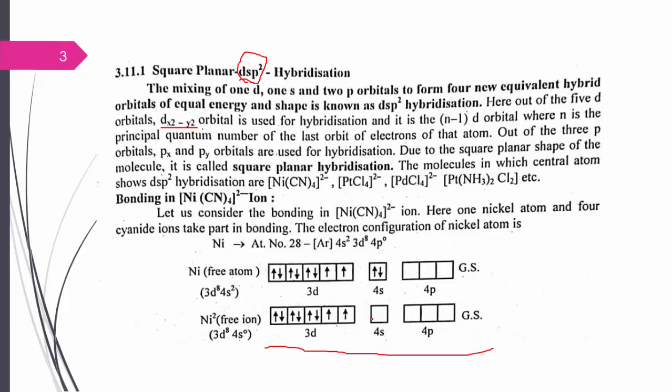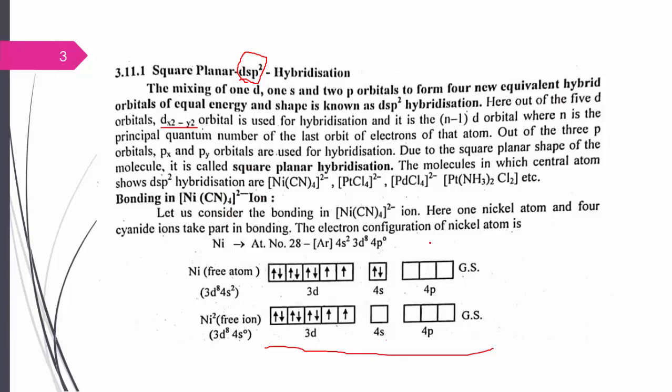Here, try to understand, the concept is very clear. Here we have one vacant s orbital, and here the p orbitals are vacant. Here it does not have an unpaired electron because this is a metal complex molecule. Always, in metal complex formation, the ligands give two electrons to the vacant hybrid orbital.